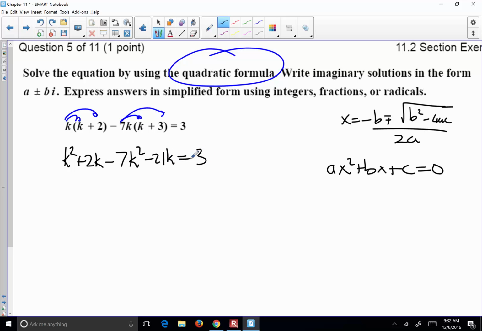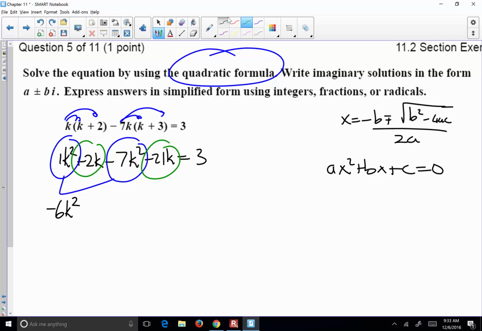Do you see that? Well, this is still not ready. I need to see a single squared term. I have 2 of them in separate spots. So we need to combine like terms. 1k squared minus 7k squared makes negative 6 in total. I have some terms with k, so I can combine them as well. Positive 2 minus 21 makes minus 19k.